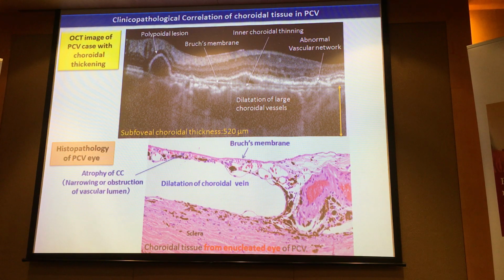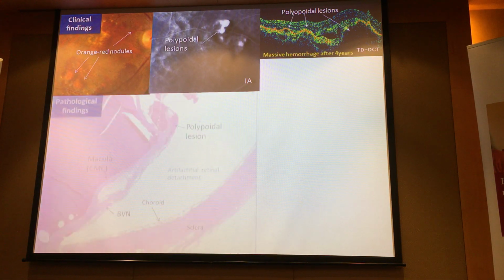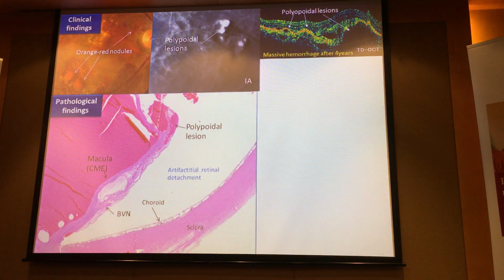This tissue was taken from the choroid of an enucleated eye with PCV. This is an enucleated case of PCV. In the clinical findings, there is an orange nodule in the fundus, and a typical polypoidal region in ICG angiography, and also the OCT is very typical. This is the tissue we took.